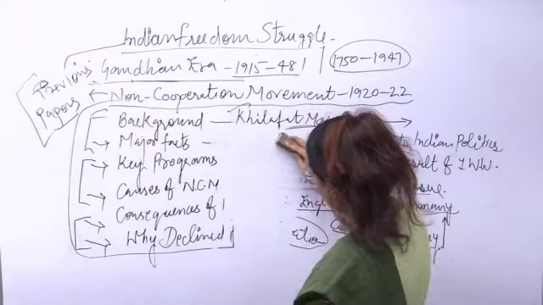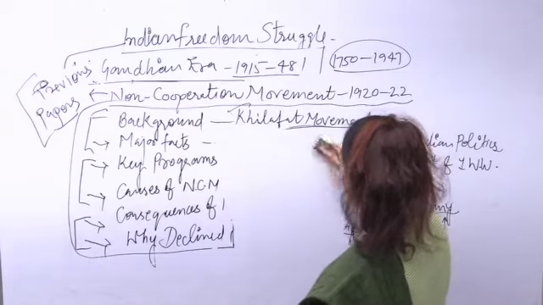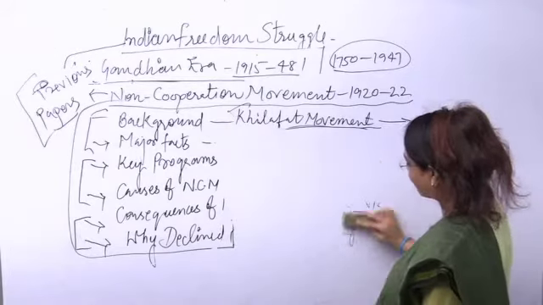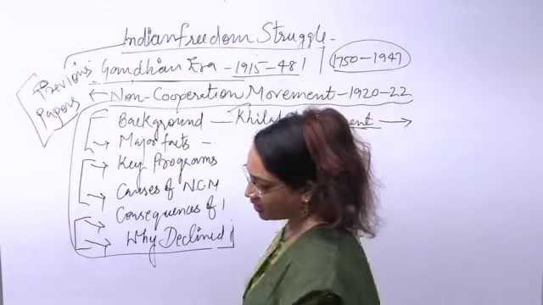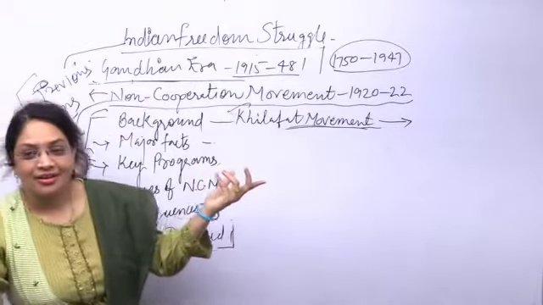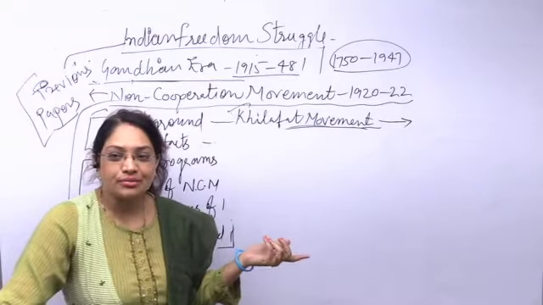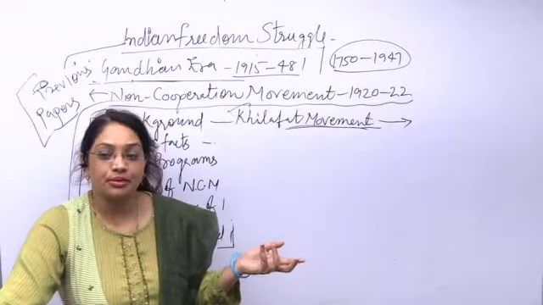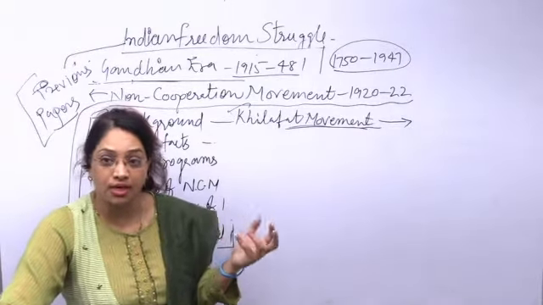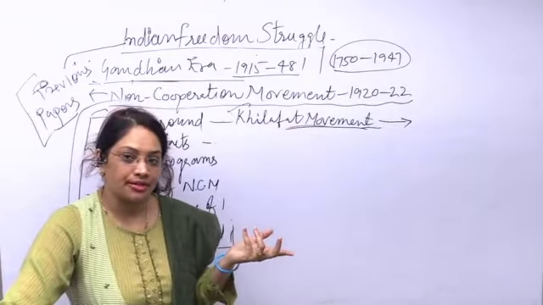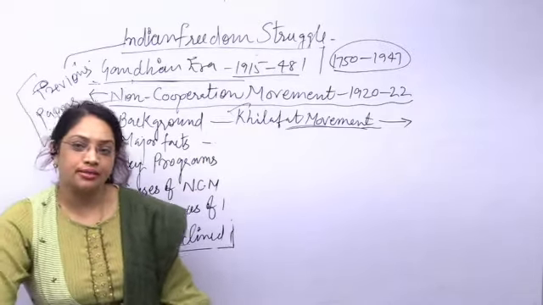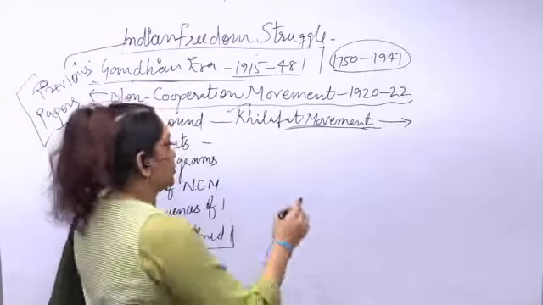So in this way, Muhammad Ali and Shaukat Ali brothers led the Khilafat movement. Later, Gandhi supported it because, according to Gandhiji, the 1920s were the golden period of the Indian freedom struggle, because that is the only period where Hindu-Muslim unity can be seen, right? In that period, Hindus and Muslims were together fighting against the British, right?